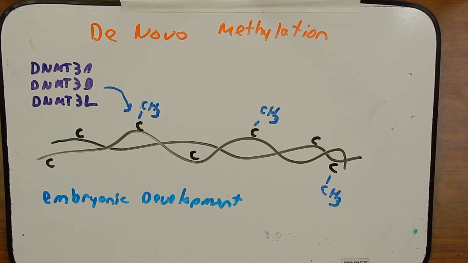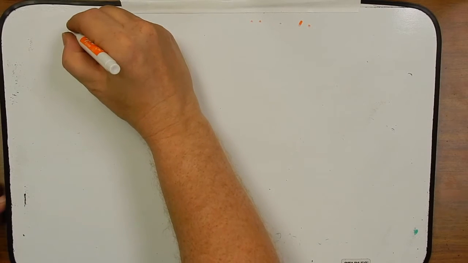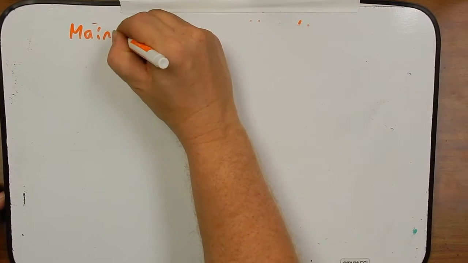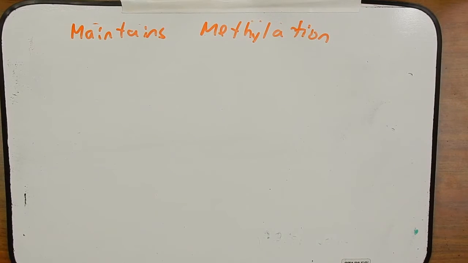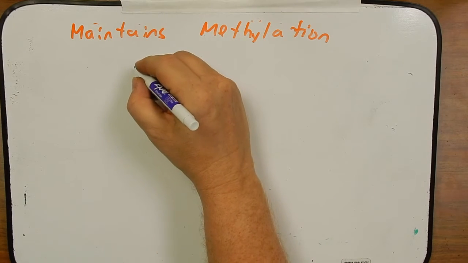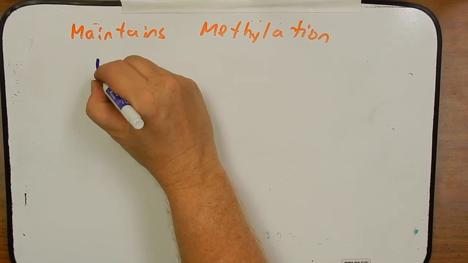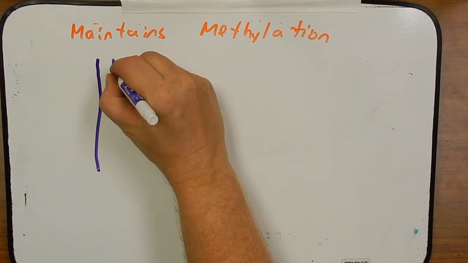Now let's counter that with what DNMT1 does. And what DNMT1 does is it maintains methylation. Once the embryo has established the methylation pattern, it's important to maintain it, if indeed adding those methyl groups were important. So it's important to maintain it. And I think the best way to explain this is to look at a DNA sequence here. Well, a partial DNA sequence.